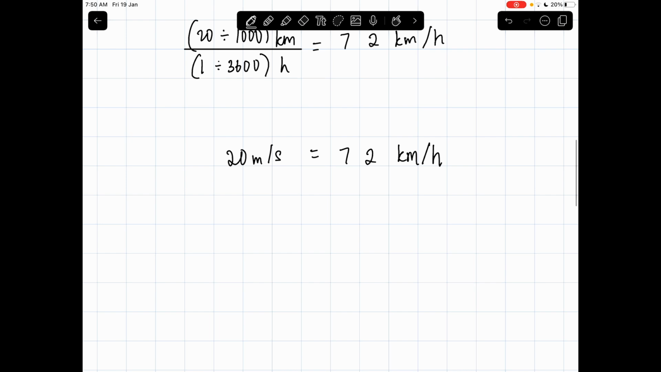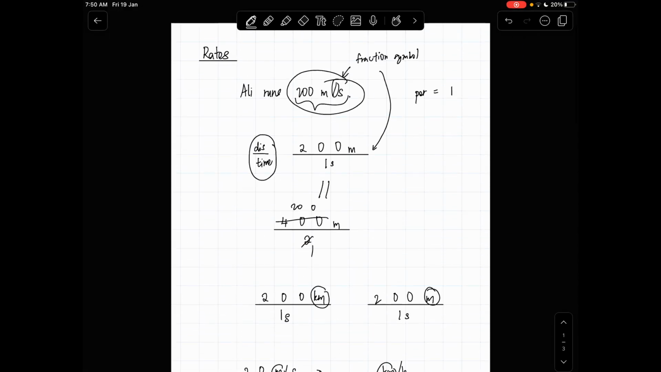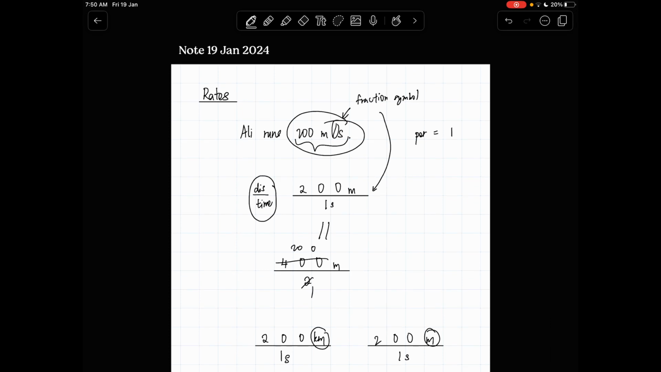A person who can cover 20 meters in 1 second can cover 72 kilometers in an hour. It's the exact same thing, it's just that now we have different units. So this is the basic understanding of rates. In the next video, we will be covering proportions, and in the following video, there will be a detailed breakdown on how to handle the kind of questions which you will encounter in the examinations.